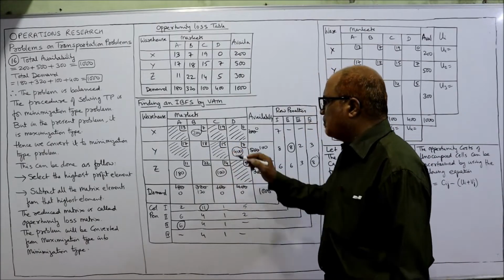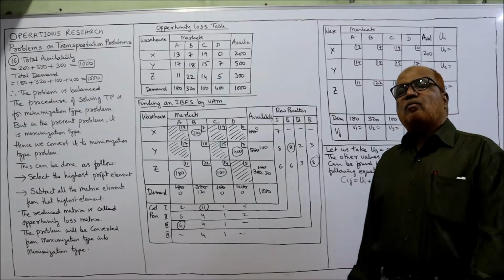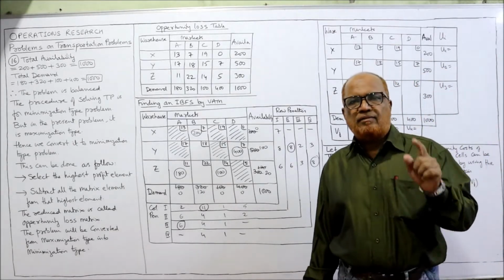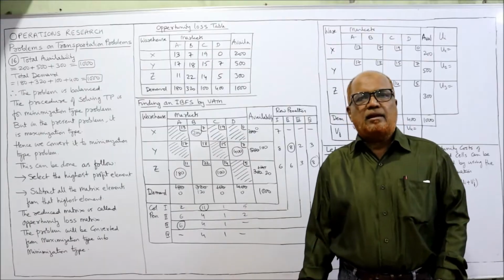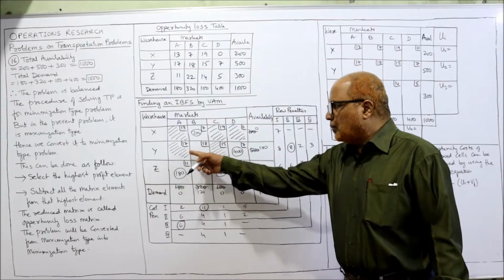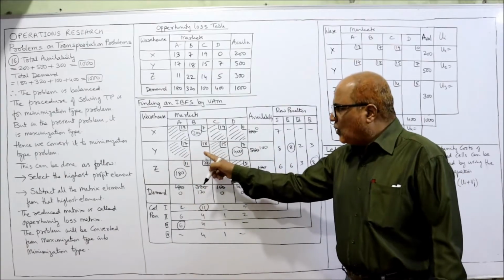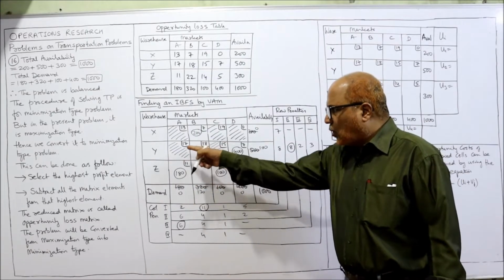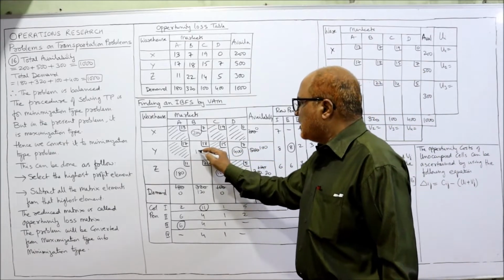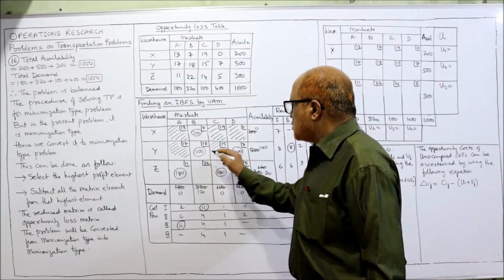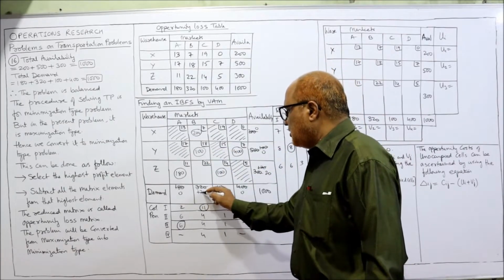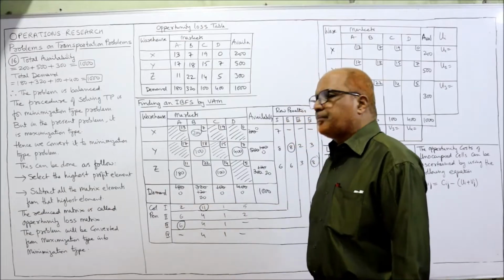Now we don't require any other penalty, because if any row or column is having only a single unoccupied cell, we can take the balancing figure. So in the Y row, second row, you can see only one unoccupied cell is there. So what is the row total here? 100. So I'm allocating 100 here. So this will become 0, and 120 minus 100, you will remain 20.